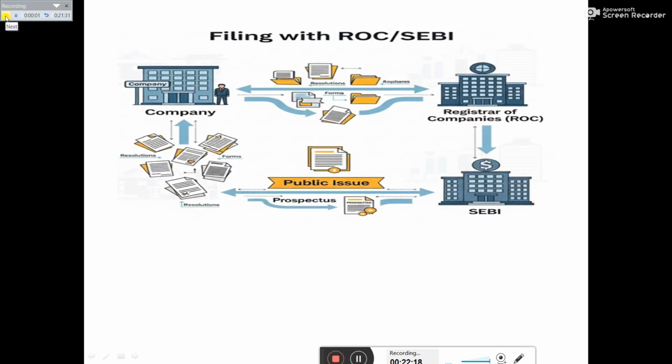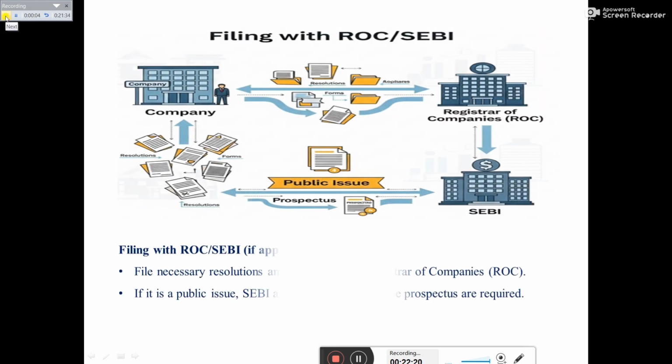Next, going for filing with the Registrar of Companies. What do they do? After that shareholder meeting, they take a certificate and file it with the Registrar of Companies. If it is a public issue, what they do is they have to take approval from SEBI and they need to file the prospectus also. If it is a public issue, after SEBI approval they have to issue the prospectus.